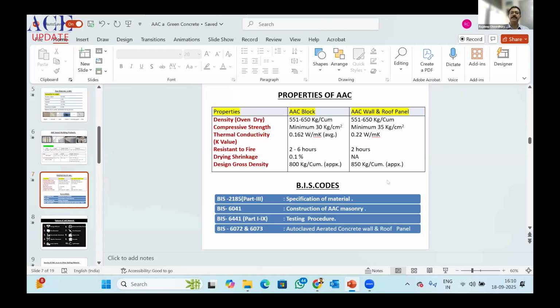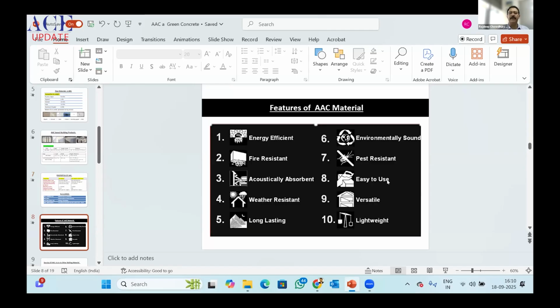And it has been covered under these codes; different codes are there for these products. IS 2185 part 3 takes care of the specification of the material, the densities and all the parameters I'm talking about. Then IS 6041 takes care of the construction of AAC masonry practices. And then there are testing codes, and also for reinforced product, there are different codes.